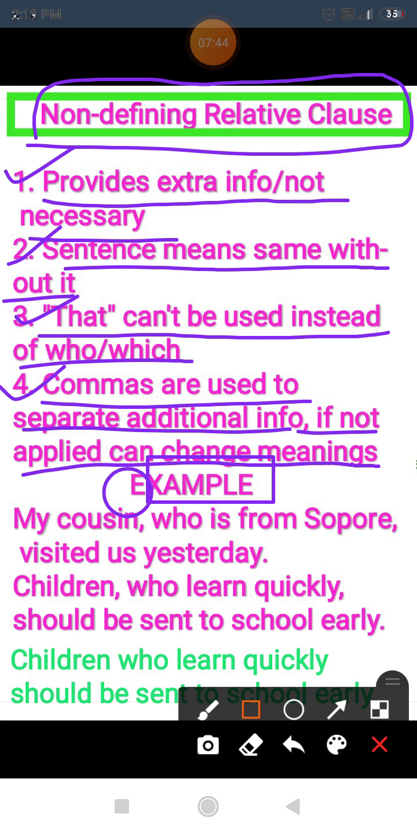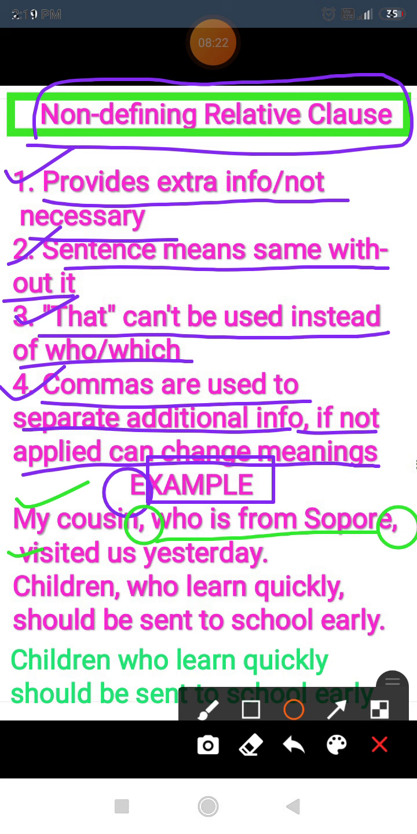See the examples here. The first example is, my cousin, who is from Sopo, visited us yesterday. So who is from Sopo, ये relative clause है, ये non-defining relative clause है, but it is extra information, ये additional information है जो necessary essential ज़रूरी नहीं है इस sentence के लिए. So my cousin, इसको हमने जो who is from Sopo, ये जो extra information है इसको हमने separate किया with commas. Note here, we have used two commas here.